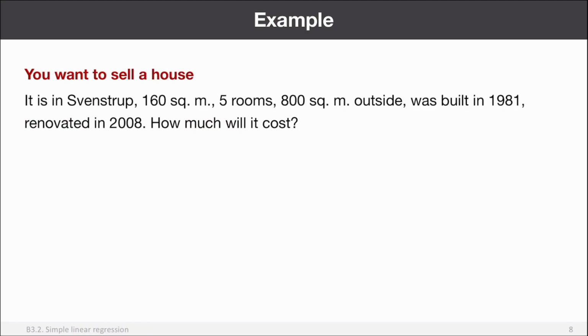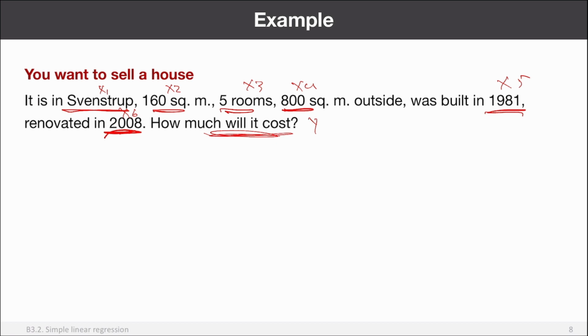Okay. And this is just another example where I use many x variables. Imagine that you want to sell a house. You know that this house is from Svenstrup. It has 160 square meters area of the house, 5 rooms, 800 square meters outside. It was built in 1981 and renovated in 2008. How much will it cost? So all these are x variables. This is x1, this is x2, this is x3, x4, and then x5, and then x6, right? And then this one, how much it costs, it's y. So this is what you want to predict.